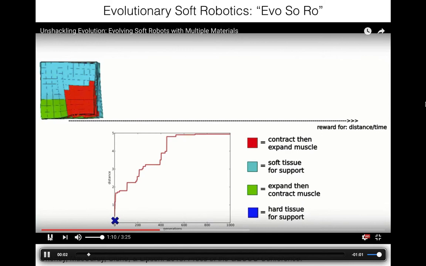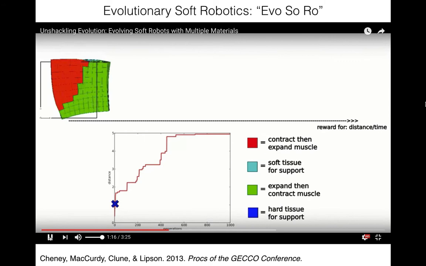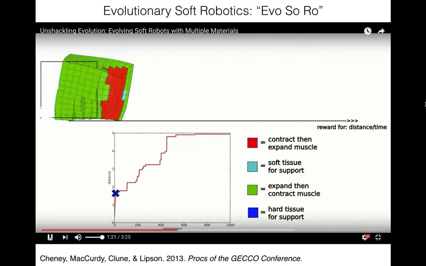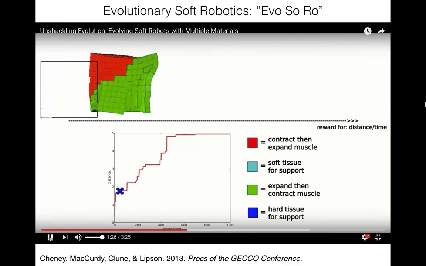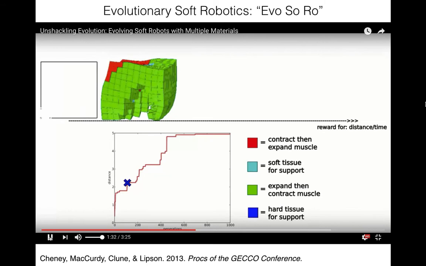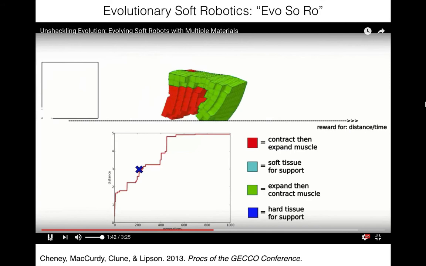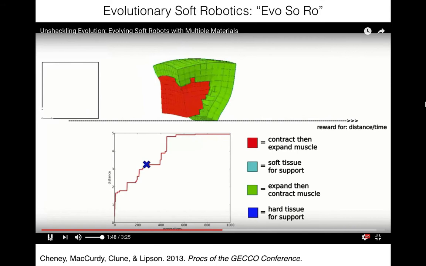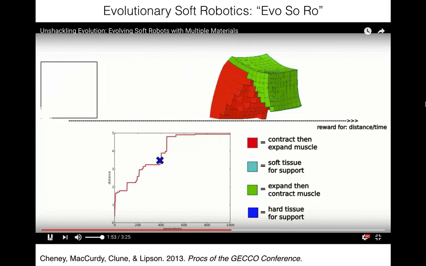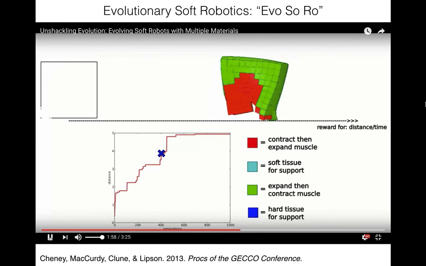So what you're watching now are snapshots from one evolutionary run, and you're watching the best robot in the population at each moment. Red voxels are muscle. Again, they oscillate at a fixed frequency. Green voxels are also muscle, but they oscillate in antiphase. So you can think of these as agonist and antagonistic muscle groups, if you like. You might catch a glimpse of some light blue voxels, which is soft passive structure. So this is something like fat. And the dark blue voxels represent passive stiff material, which is the analog of bone. So you can see here the HyperNeat evolutionary algorithm discovering robots with different shape and different material properties. And we get faster and faster robots over evolutionary time.